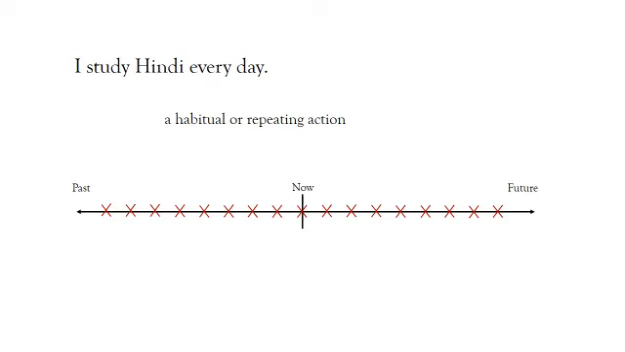If you take a look at this diagram, there's past, there's now, there's future, and those tiny cross marks indicate the points in time when the studying of Hindi happens. As we can see, these cross marks start from the past, go through now or present, into the future. To express an idea like this, we use the simple present tense. The sentence, "I study Hindi every day," is an example of the simple present tense.